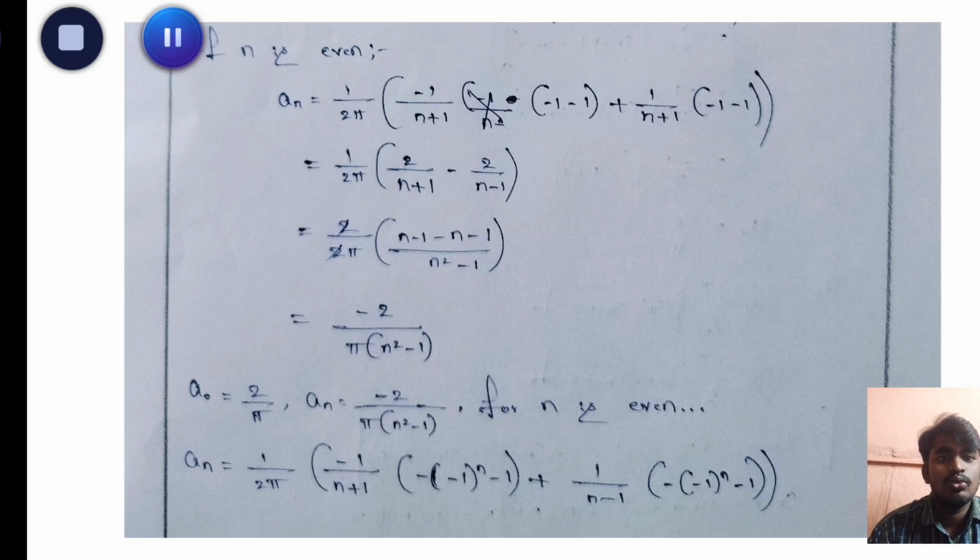Therefore the a naught value equals 2/π and the a n value is −2/(π(n² − 1)) for n even.